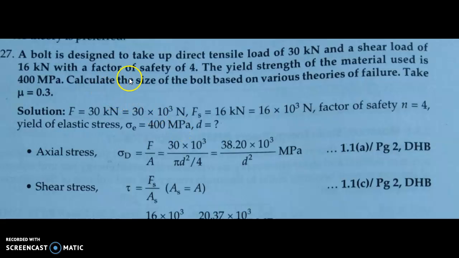They are asking what is the size of the bolt. That means the diameter of the bolt. So we have to find the value of d and coefficient. The value of mu is given, that is equal to 0.3. So write mu is equal to 0.3. These are the given data.